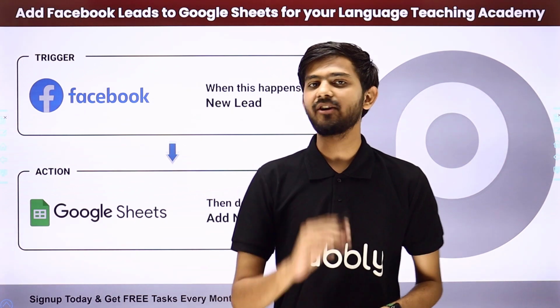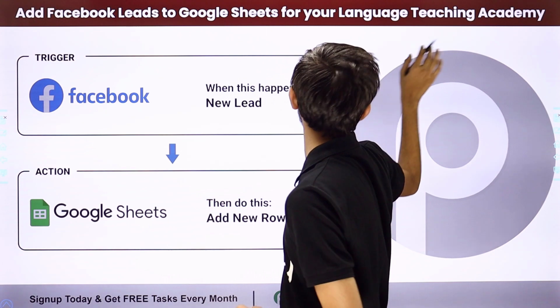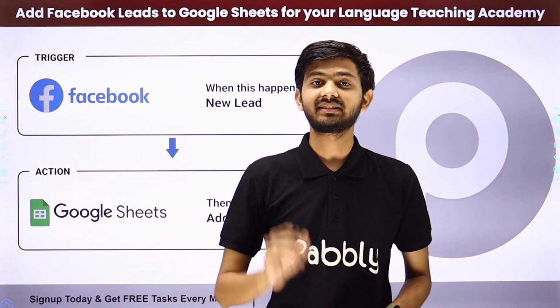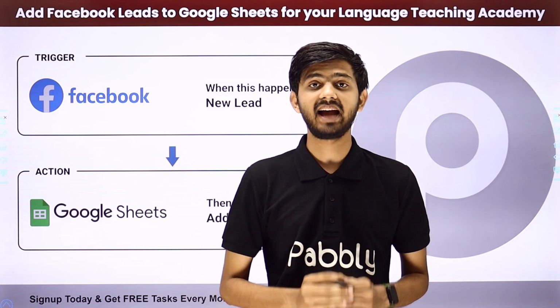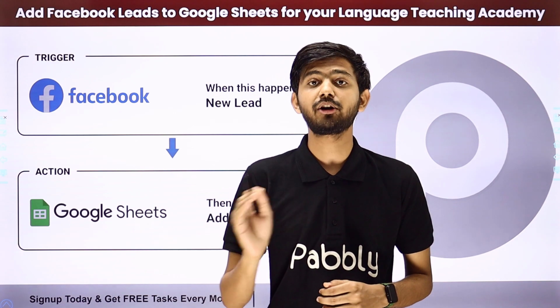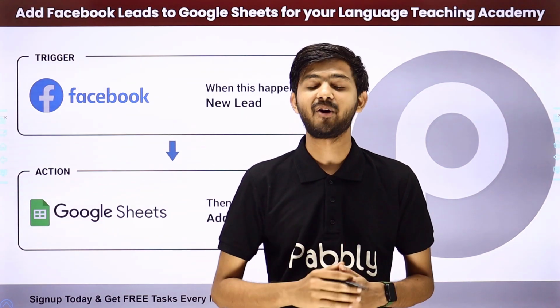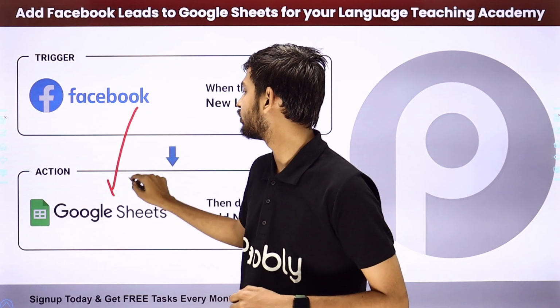Hello everyone, today our topic is how to add Facebook leads to Google Sheets for your language teaching academy. So here our objective is that whenever I get a new Facebook lead for my language teaching academy in Facebook lead ads, then I want to capture these lead details and add them automatically in my Google Sheet to keep a record. So for that, I need to create an integration between Facebook lead ads and Google Sheets.